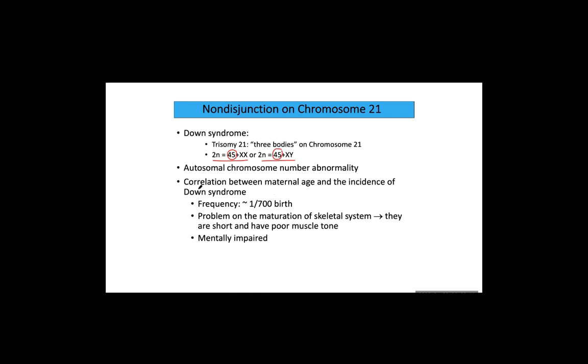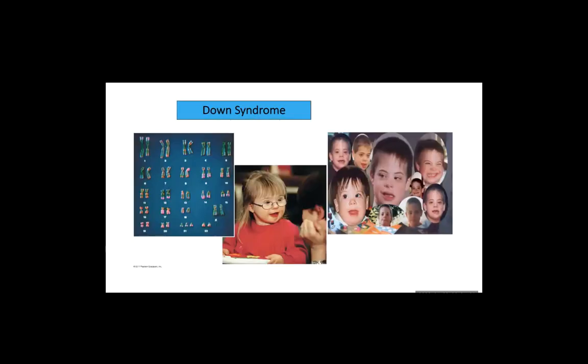There is a correlation between maternal age and incidence of Down syndrome. When a mom has a baby at a late age, in her late 40s or early 50s, there is a higher probability of having a baby with Down syndrome. The skeletal system is weak, so they are short and have poor muscle tone. You can see the small mouth held partially open to accommodate the tongue, and the eyelids are distinctively shaped.